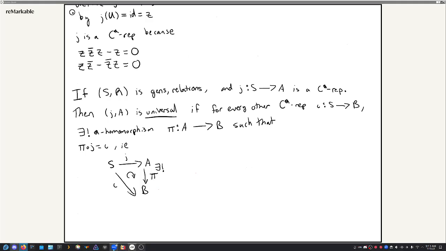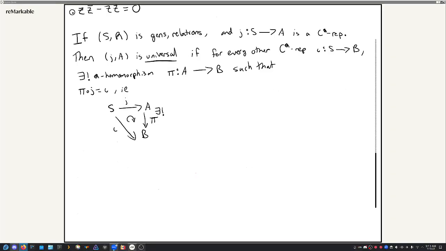And because of this universal property, universal C-star representations are unique up to isomorphism. So you just apply the universal property twice. So we'll name the universal one, and then A is called the universal C-star algebra, which is unique up to isomorphism because of the universal property. So we'll call that C-star algebra C-star of S and R.